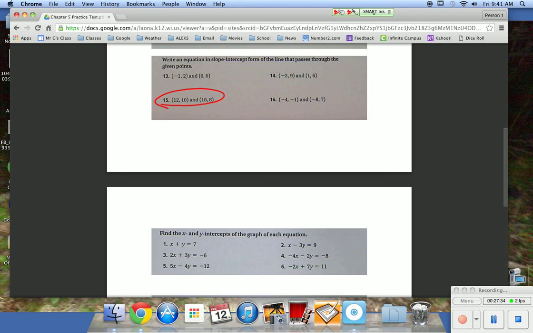12, 10 and 16, 8. Where are we up to? Jessa, I want to know, what do we find first on this? Which equation do we have to use? The slope equation or the point slope? Slope equation. So we're going to use the slope equation. m equals, you tell me what to write in there.